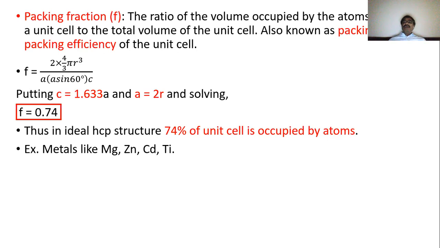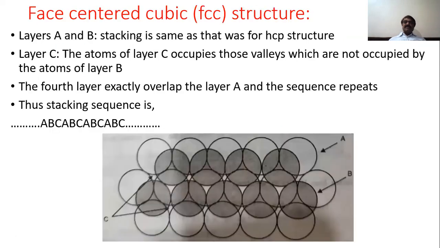Okay, so as we have seen, the closed packed structure is the characteristic of metals. In case of hexagonal closed packed structure, the examples are magnesium, zinc, cadmium, and titanium. So these are examples of the HCP structure. So this is about the HCP structure.